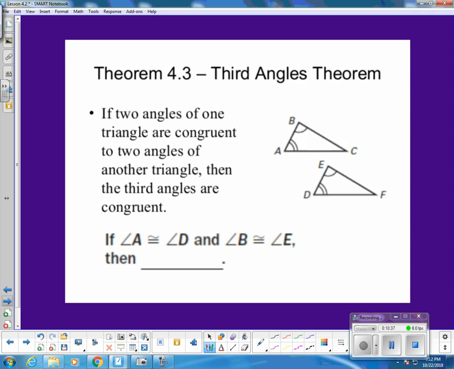Common sense theorem, the third angle theorem. It basically says if two angles of one triangle are congruent to two angles of another triangle, then the third angles must be congruent. That makes sense. Right? They have to add up to 180. If they're the same angles, then they're going to add up to 180 again, and the last third angle is going to be the same for both triangles.